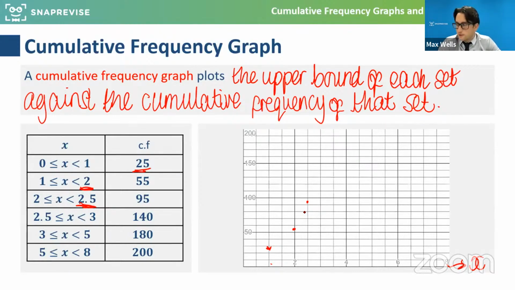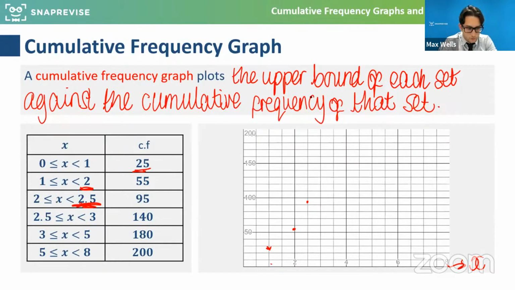But for the cumulative frequency, we have to use the end point because it's everything up to and including the end of that group. We don't know how everything's spread out in that interval, but I do definitely know that by the end of 2.5, I've accounted for 95 things. So it's actually very important that you use the endpoint. But that was a super question, and a really important point to stress.